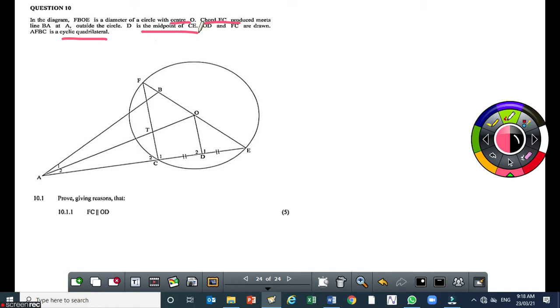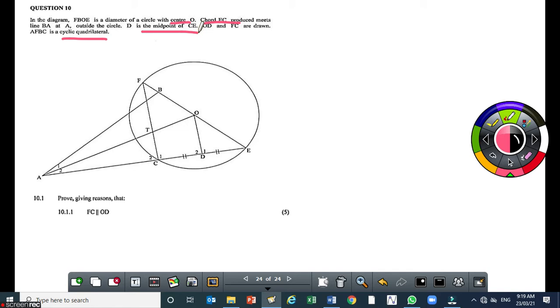It's a proof. If you look at the question, you are supposed to prove that FC is parallel to OD. Now, for you to be able to prove that two lines are parallel, you have to prove that there are angles that are alternate, co-interior, or corresponding. If they are alternate or corresponding, they are equal. If they are co-interior, they add up to 180. Sometimes you may need to use the midpoint theorem or the proportion theorem to prove that the lines are parallel.